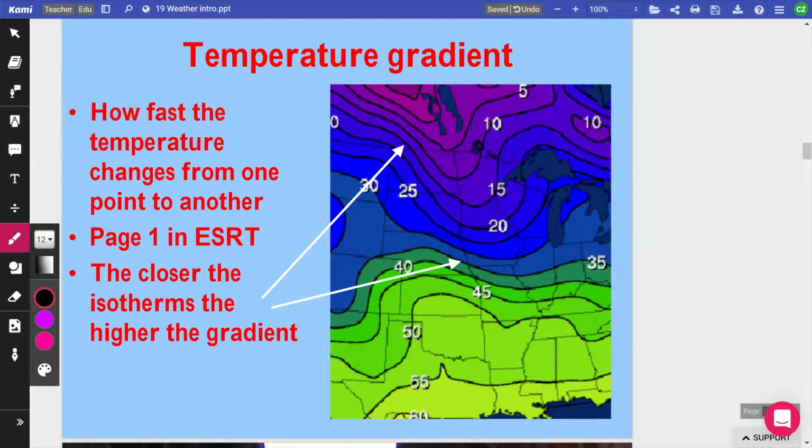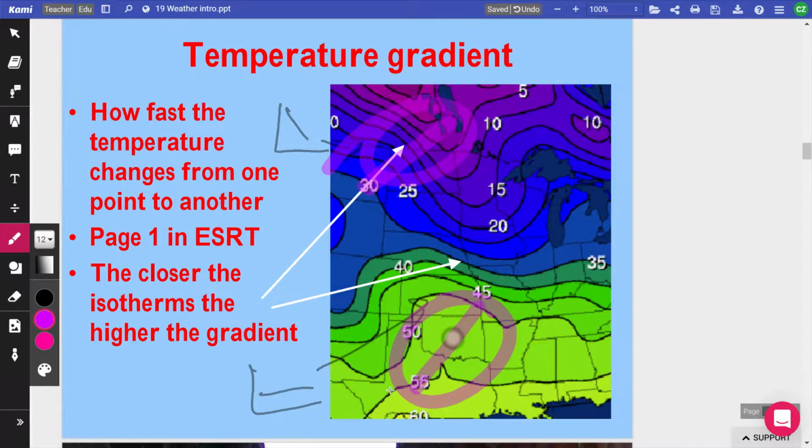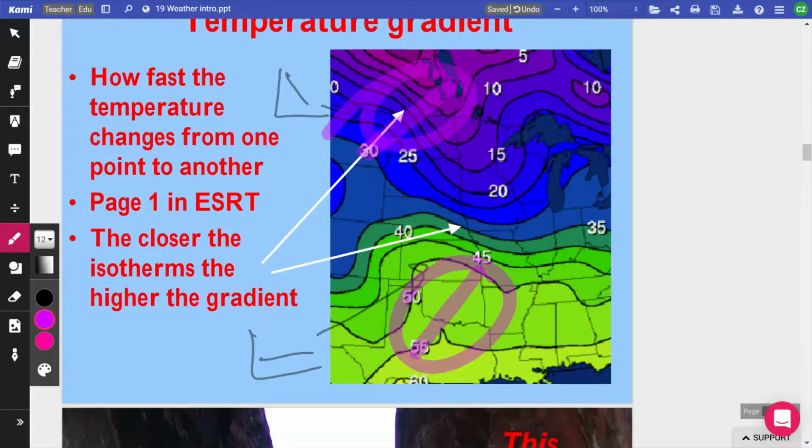Something to remember is there's temperature gradient, just like there's a gradient on contours. Whether the gradient is higher or lower is based on how close the lines are spaced together. When the lines are spaced very close, we have a high gradient. That's a large change in temperature over a distance. When the lines are not very close, we have very little change in temperature over a distance. It's important to know that because it's going to affect wind and how weather presents itself to us.